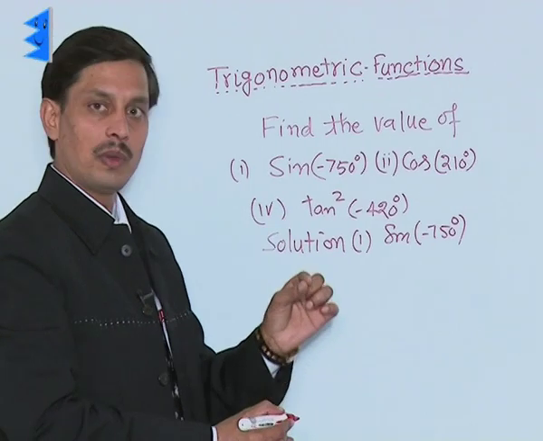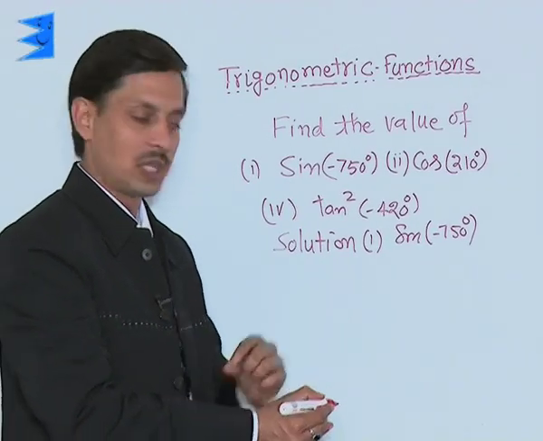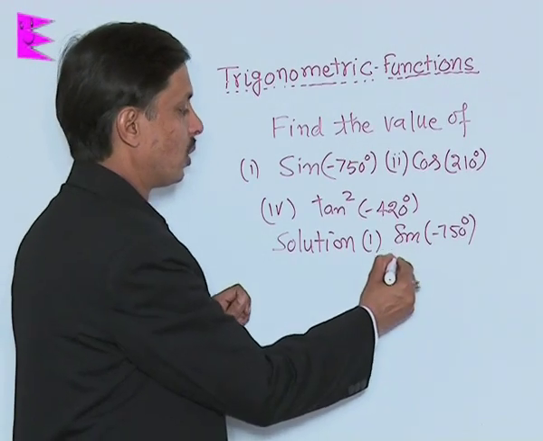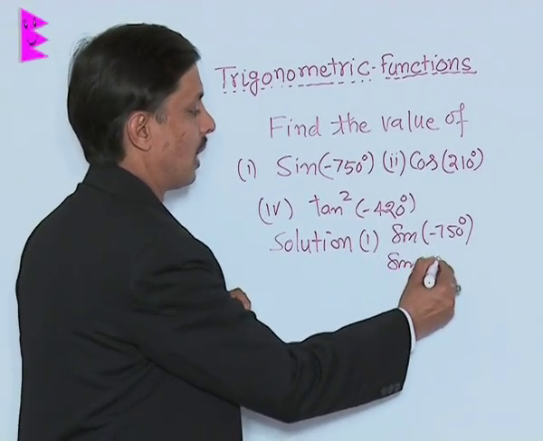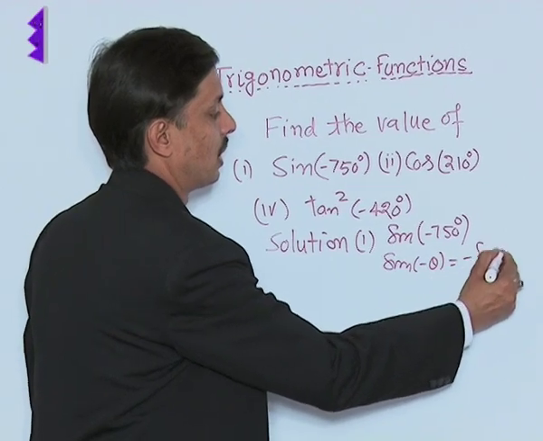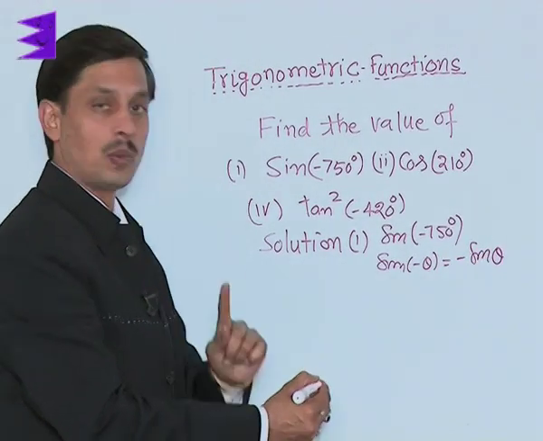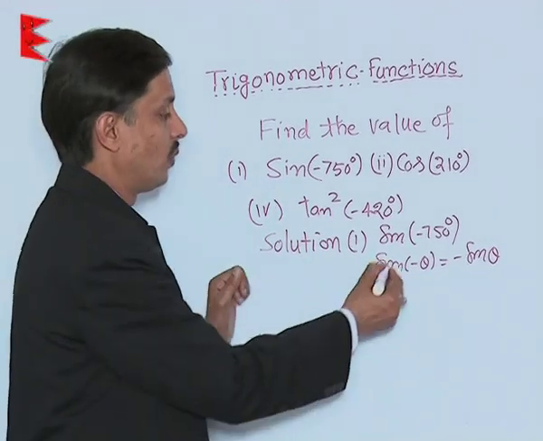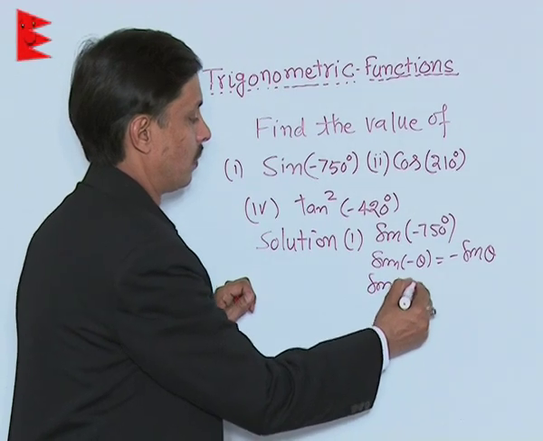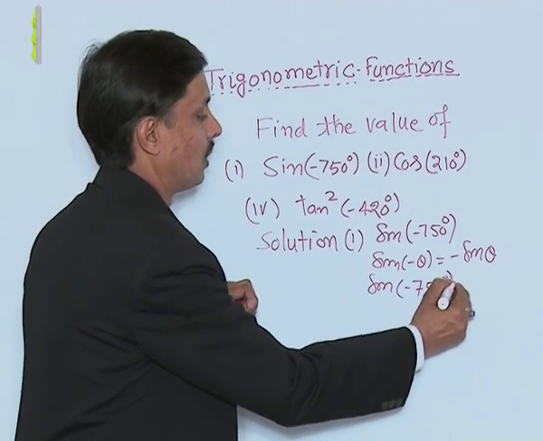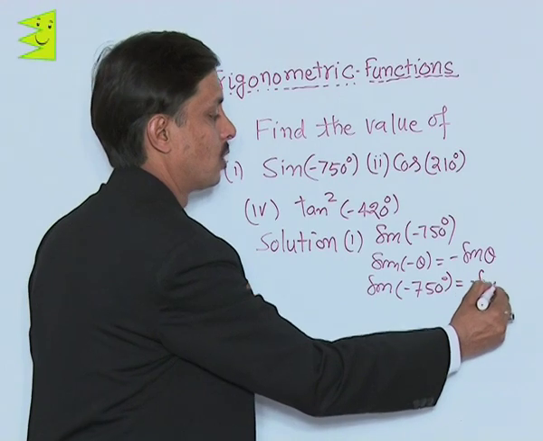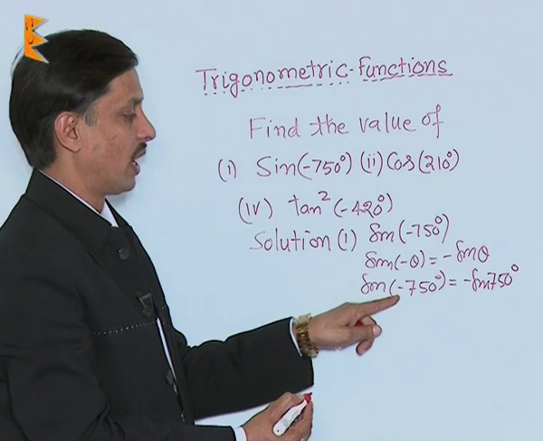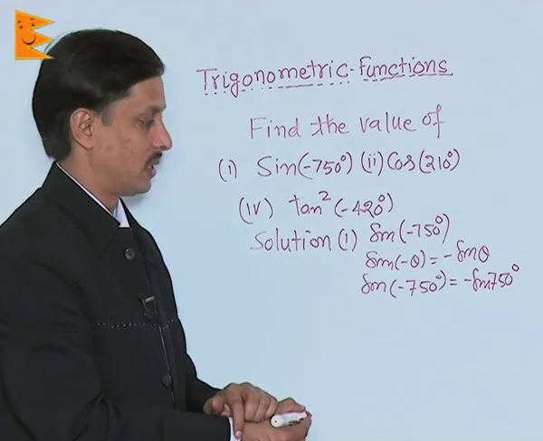Our first step is that we must remove the negative from the angle. We know that sine of minus theta is equal to minus sine theta. That's why sine of minus 750 degree is equal to minus of sine 750 degree. We have moved the negative sign from inside to the outside.